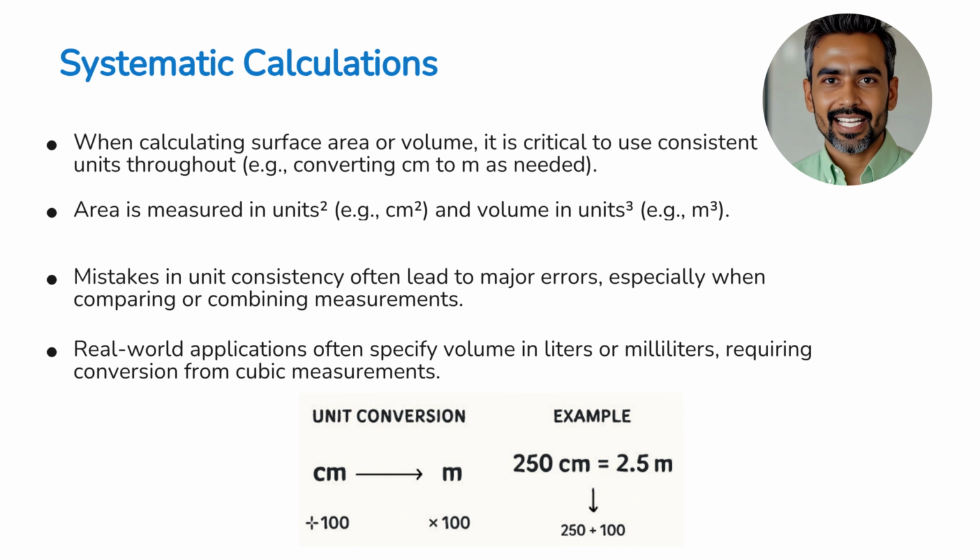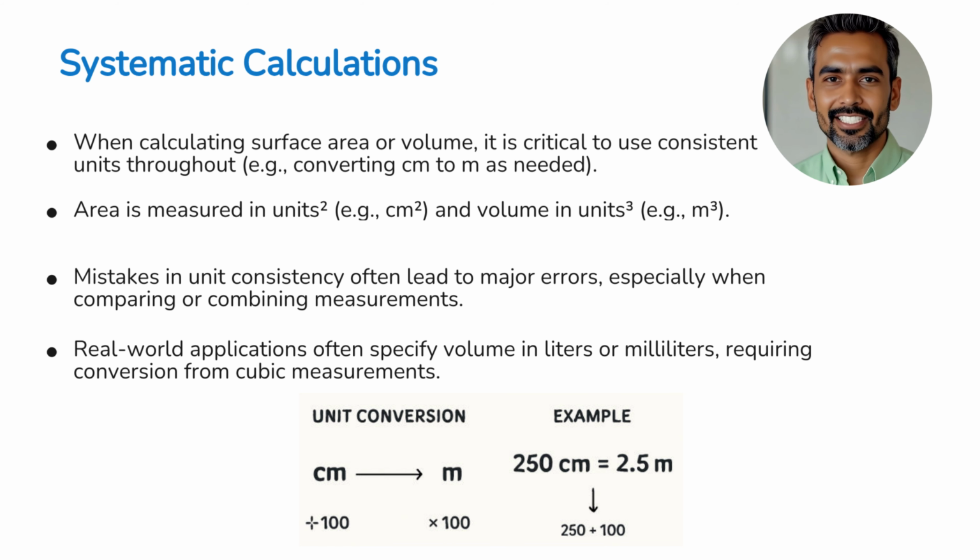As we dive into these calculations, a quick reminder: units are super important. Whether you're measuring surface area or volume, using the right and consistent units is crucial. Surface area is always reported in square units. That means if you're measuring in centimeters, your area will be in square centimeters. If you switch to meters, then it's square meters. Similarly, volume is measured in cubic units, like cubic centimeters or cubic meters, because it involves all 3 dimensions.